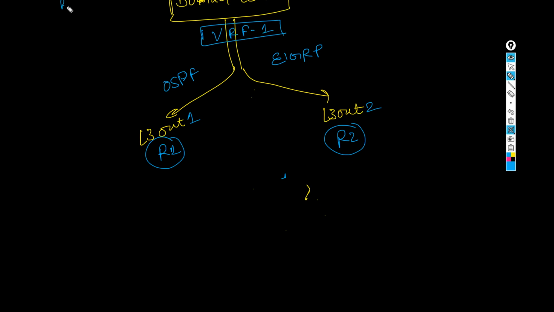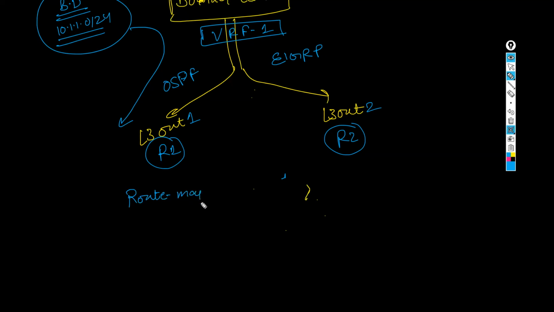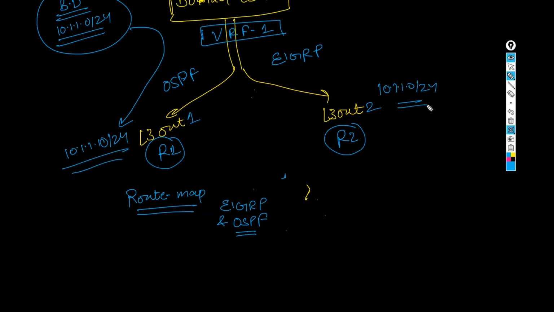Now let's say I have one BD subnet, let's say 10.1.1.0/24. Now let's say I advertise this particular BD subnet into OSPF. Now the problem here is that because we are using the same connected route map for EIGRP and OSPF, by default this particular subnet will be available on both sides. So your ACI fabric is going to advertise this BD subnet into OSPF and into EIGRP as well because of that route map setting.